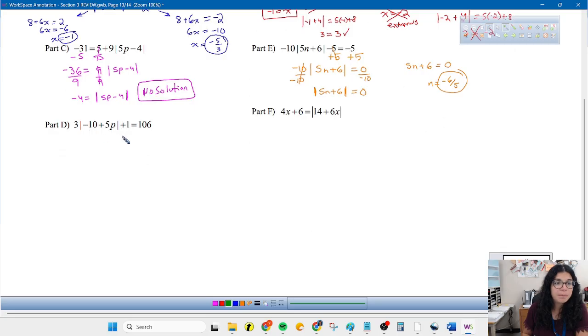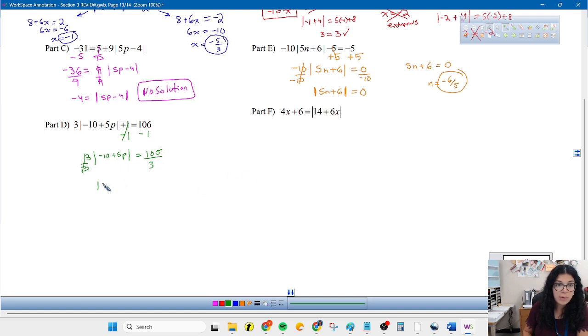Next up, part D. I'll start by getting the absolute value by itself by subtracting 1. So now I have 3 times the absolute value of negative 10 plus 5p equals 105. And then dividing by the coefficient of 3, 105 divided by 3 is 35.